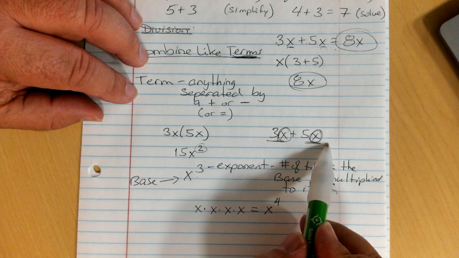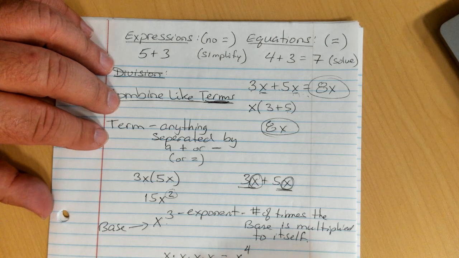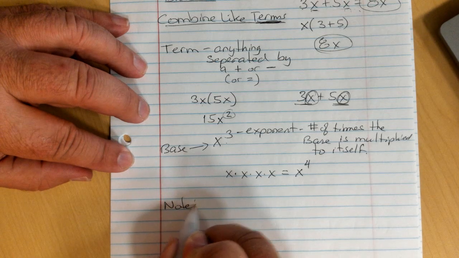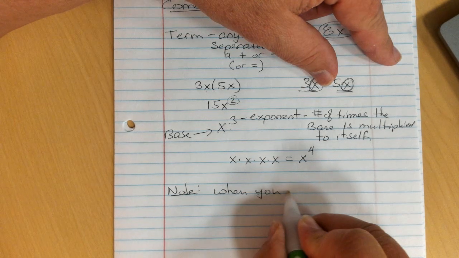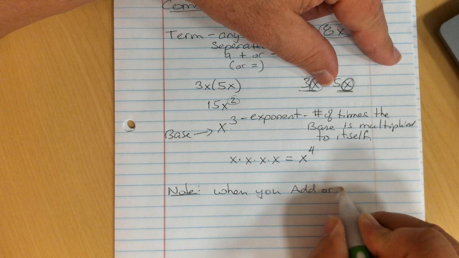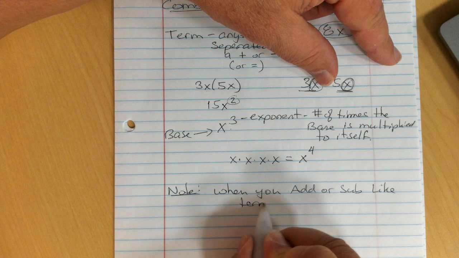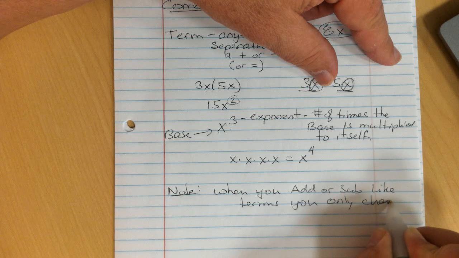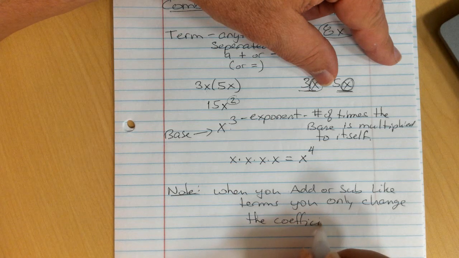When you add and subtract them, because of the distributive property, we don't change the powers. When you add and subtract terms, you only change the coefficient. When you add or subtract like terms, only change the coefficient.